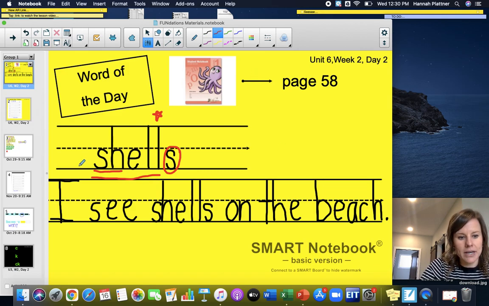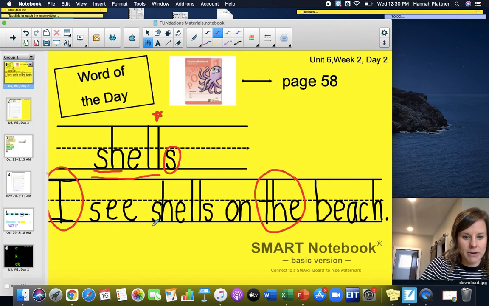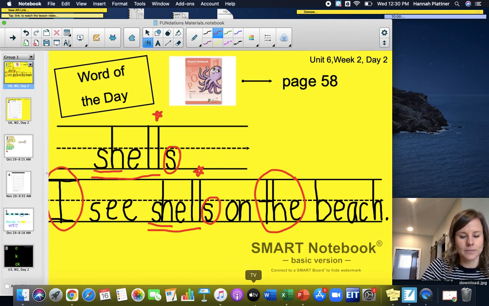I'm going to go ahead and mark up my sentence. Circle trick words. I and the are trick words. And then we're going to mark up any rules that we see that we've learned. Underline digraphs, underline the base word shell, circle the suffix s, put a star above the bonus letter. All right.